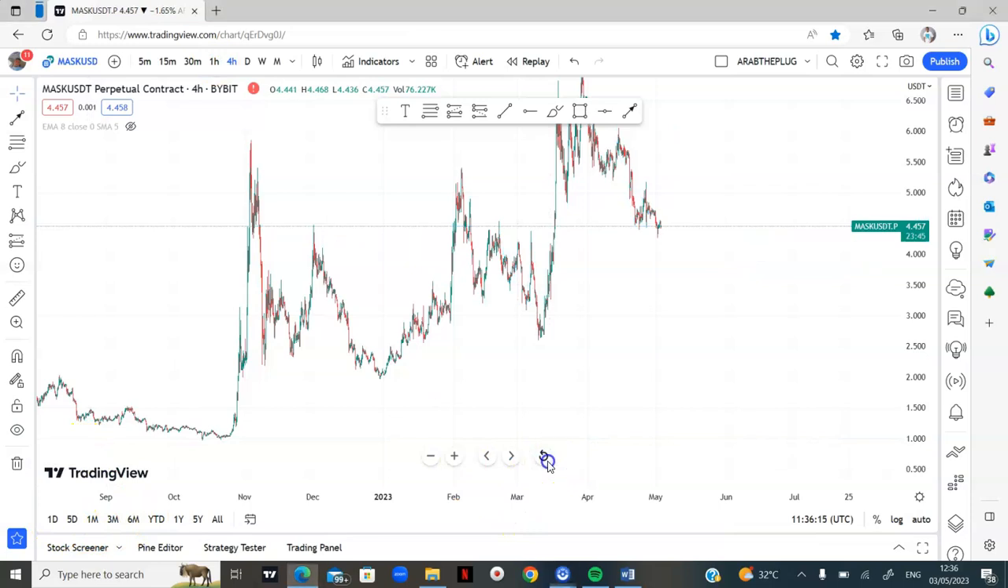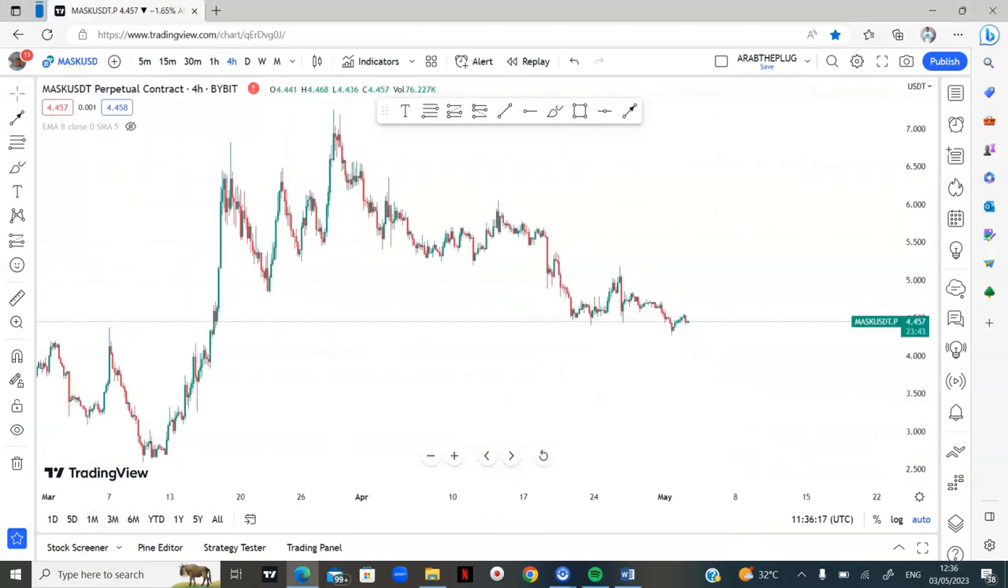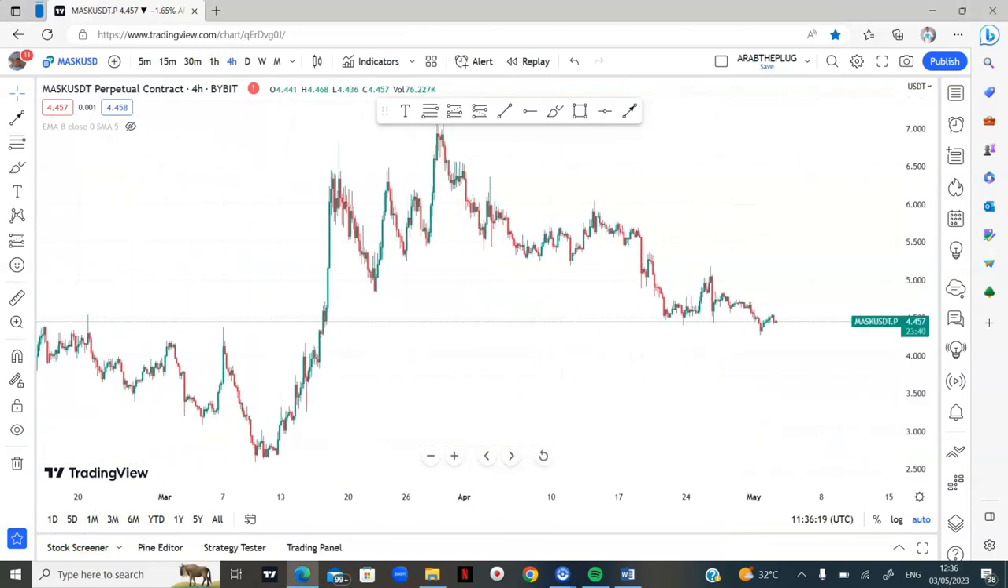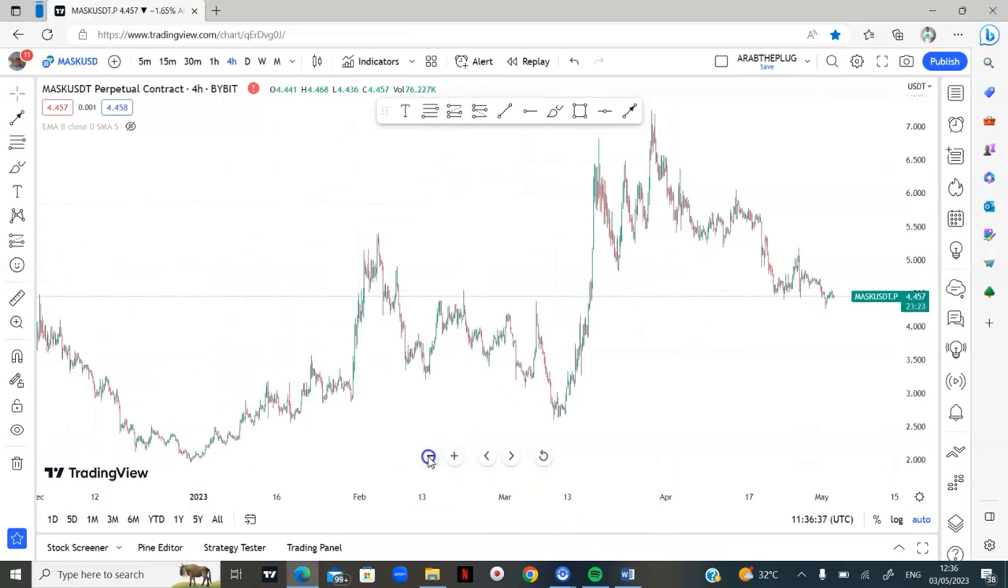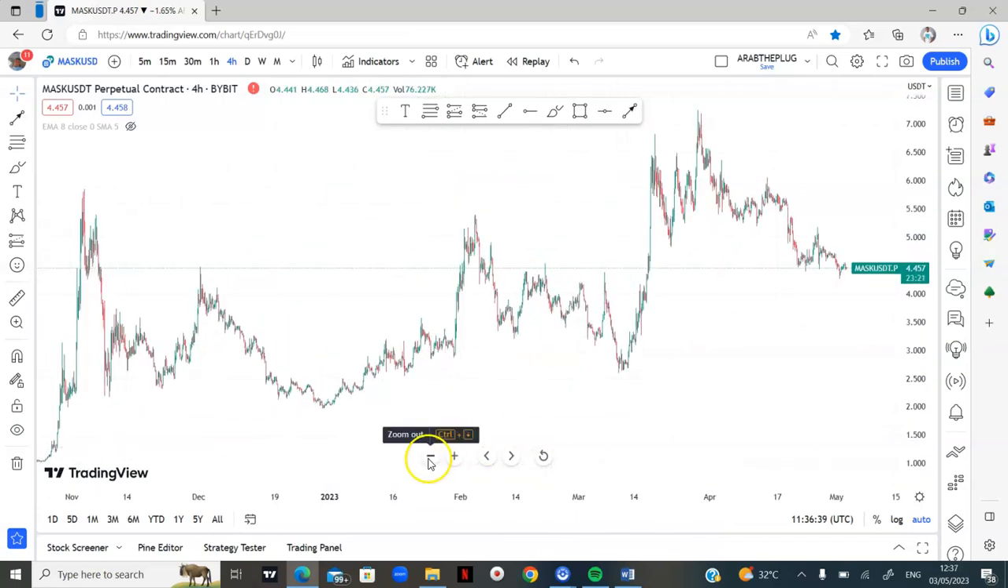So now, there are some principles. There are some principles on drawing support and resistance. There are about three principles that I have laid down or I have always followed when it comes to drawing support and resistance on the chart. The first thing is that once you have your chart like this, you have to zoom out your chart. Zoom out your chart like this. You can just use this button right here to zoom out your chart.